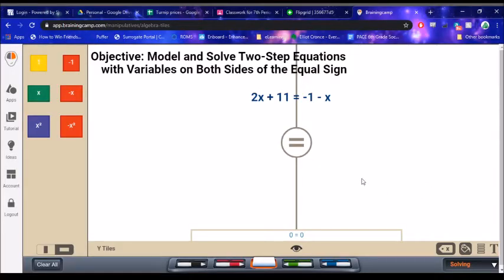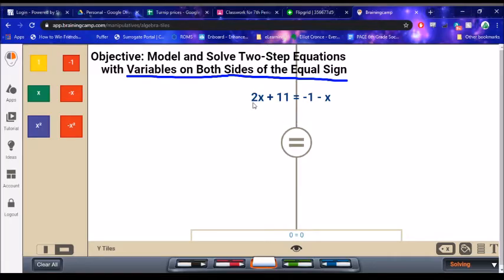Alright, this is the third video on modeling and solving two-step equations with variables on both sides of the equal sign. So this being the last, we finally actually have variables on both sides of the equal sign. The last couple we only had variables on one side just to kind of build up. So this equation we're going to work with is 2x plus 11 equals negative 1 minus x. So we have positive variables, we have negative variables, we have positive constants, we have negative constants, we have variables on both sides of the equal sign. This equation has it all.